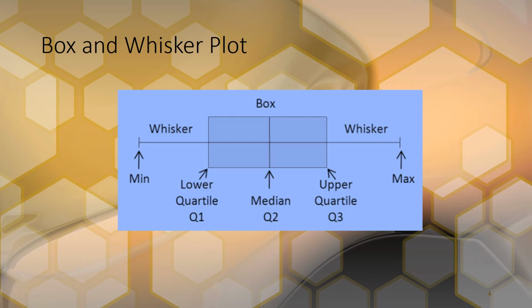We have whiskers here. What starts the whisker is the minimum value. And then we have a box here. What starts the box is the quartile 1, which is also called the lower quartile. In the middle of the box somewhere is the median, and that's quartile 2. And then what ends the box is quartile 3, which is also called the upper quartile. And then we have a whisker at the end, and the end of the whisker is the max.